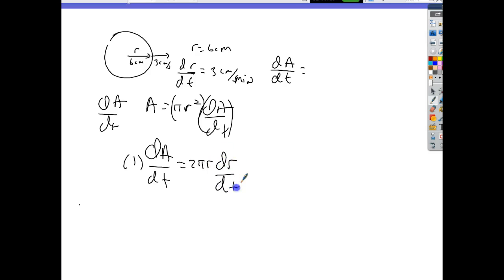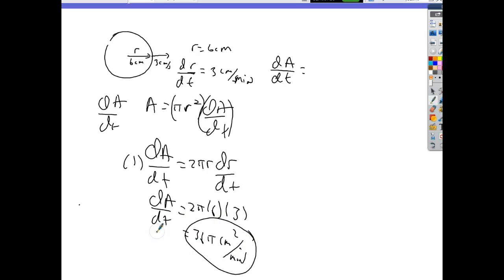Then I just plunk the letters in where they go, right? dA/dt is what I'm looking for. 2 pi, what's r? 6. What's dr/dt? 3. So I get that the area is increasing at 36 pi centimeters squared per minute. Done. Good thing we didn't do circumference. That wouldn't have worked. I said pi r squared. All right, get to work on the triangle problem, number 17.